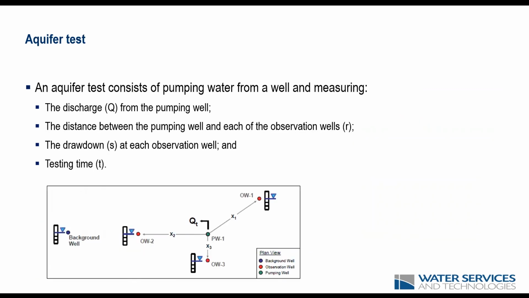So what an aquifer test consists of, there are a number of things that we need to measure. As I mentioned, we will have the pumping well and at least one observation well. In the figure below, what we see are 3 observation wells. So we will measure the discharge from the pumping well over time. We need to know the distance between the pumping well and the observation wells, and we will monitor the drawdown at each observation well. And of course, we'll write down the testing times and the time when each reading is taken.